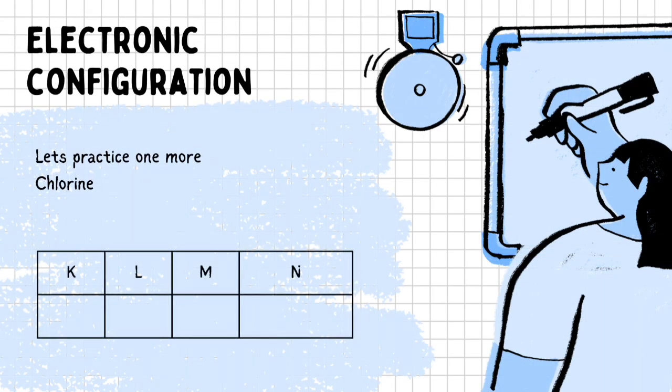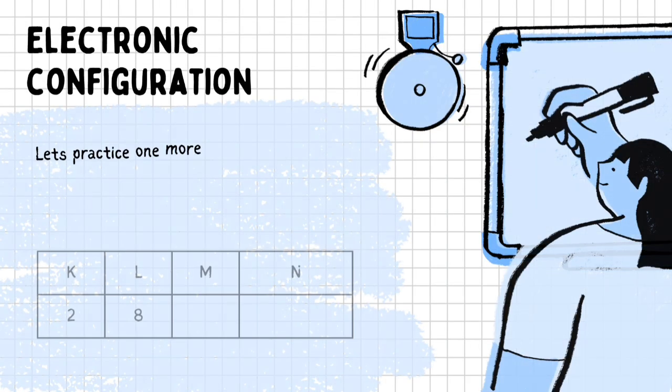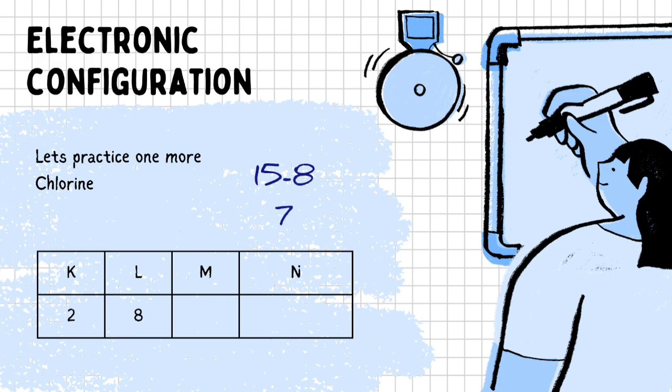Let's practice more. Chlorine this time. If we count, chlorine is in 17th number, so its atomic number is 17 and it has 17 electrons. In the K cell, it gets 2 electrons. Now 15 electrons are left out of 17. 8 go into L cell and the remaining 7 go into M cell. Remember that L, M and N cells cannot have more than 8 electrons in them, so remaining electrons go into another cell.